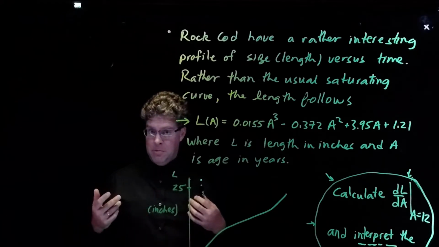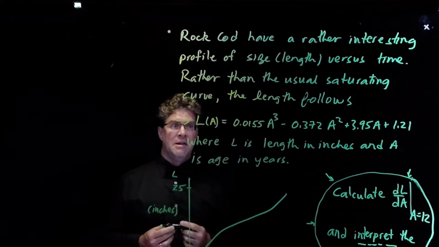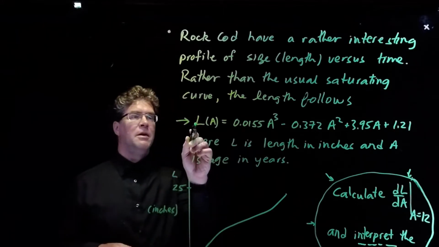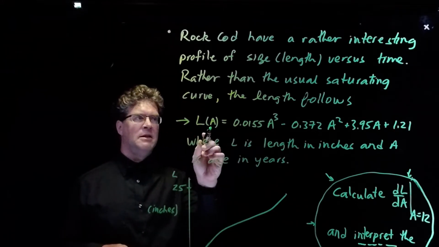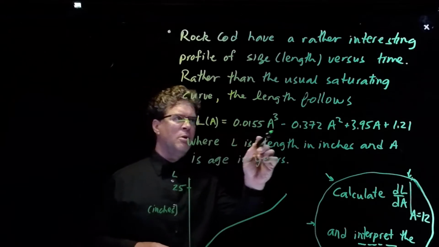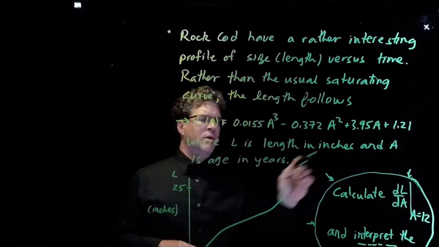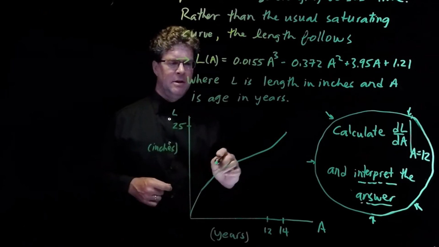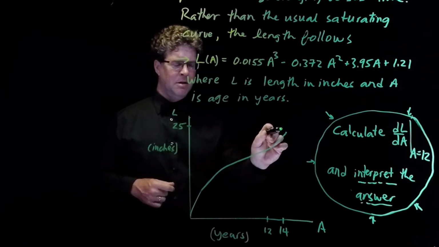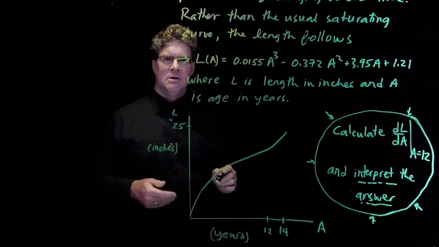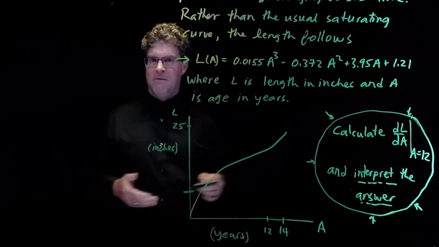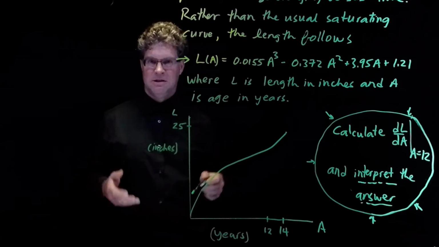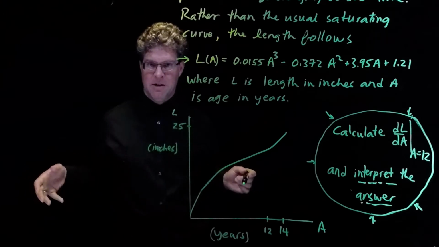And so the formula for this is given by the cubic here. L is the length, A is the age, and this is the formula right here. And rather than it being a saturating curve, it's a curve that actually gets a little bit steeper when the age is higher, which is great if you like to catch big fish, because the bigger ones get even bigger.